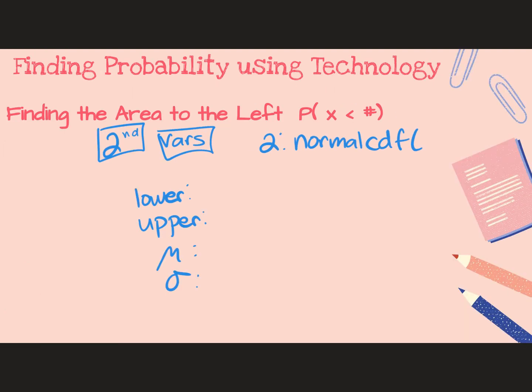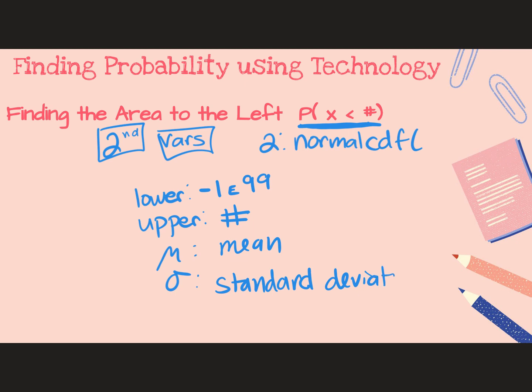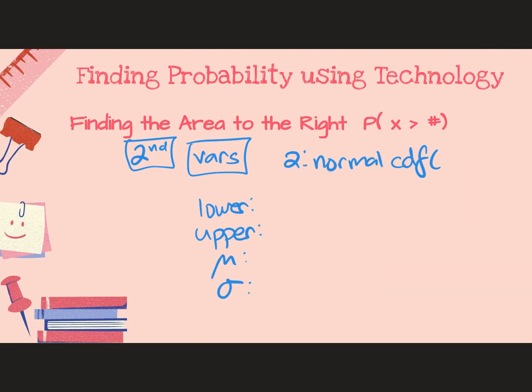So we don't only have to use the standard normal table to find our probability. We can also use technology. We can use our calculators. When we're looking for the area to the left, P of X is less than a number, we're going to go to second vars to normal CDF. Our lower is going to be negative 1E99. The upper is going to be whatever number you're looking at. Mu will be your mean, and sigma will be your standard deviation. You plug in those numbers, and you will get your answer without having to convert to a z-score or use the standard normal table.